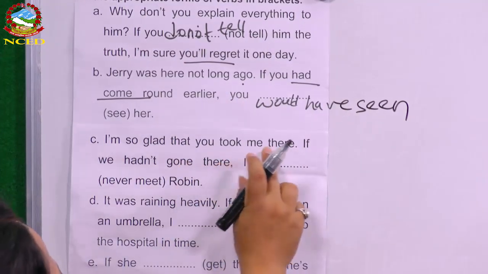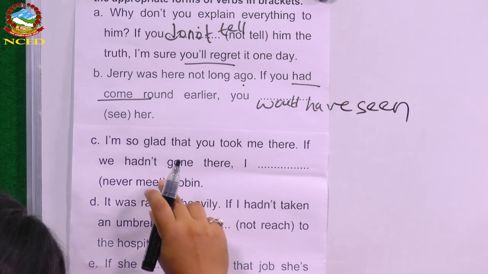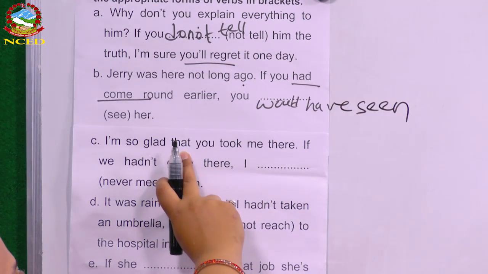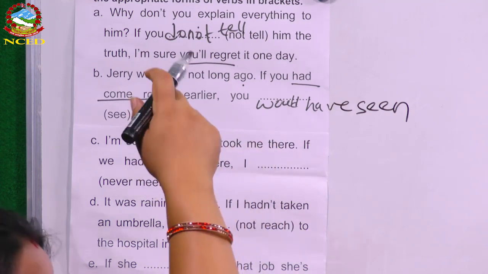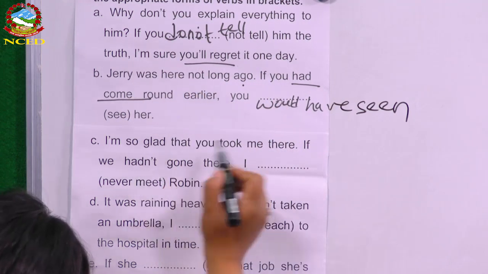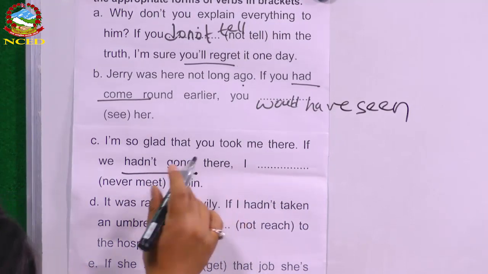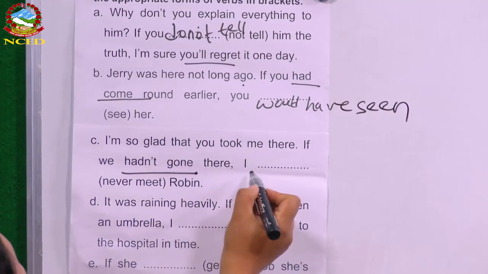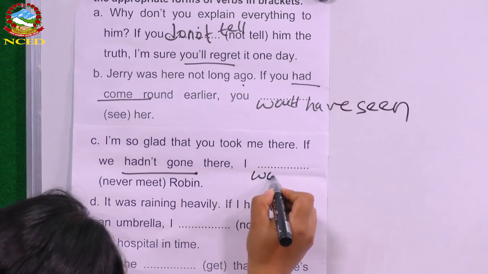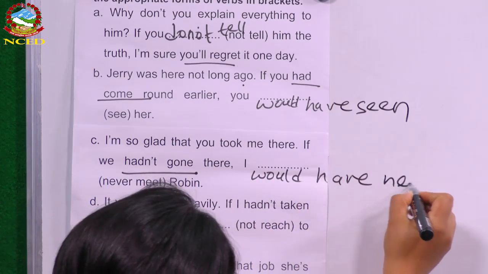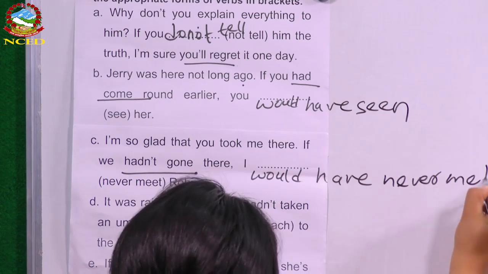I'm so glad that you took me there. That means it is also talking about the past tense. हैन? You took me there. So that is about past. If we hadn't gone there, again past perfect tense in the negative form. So the answer should be would have never met.